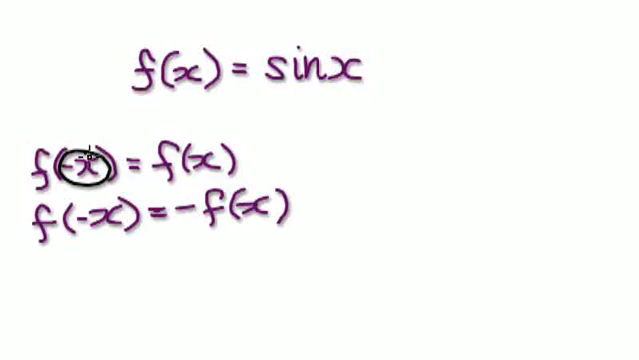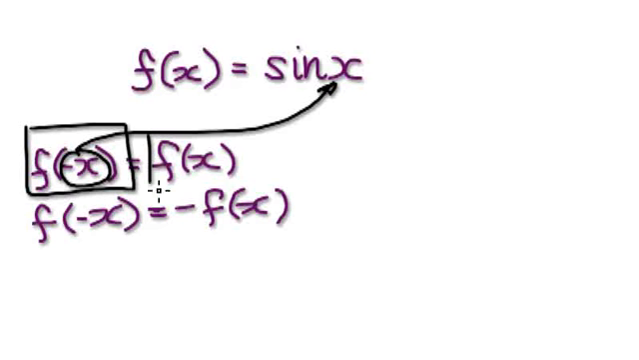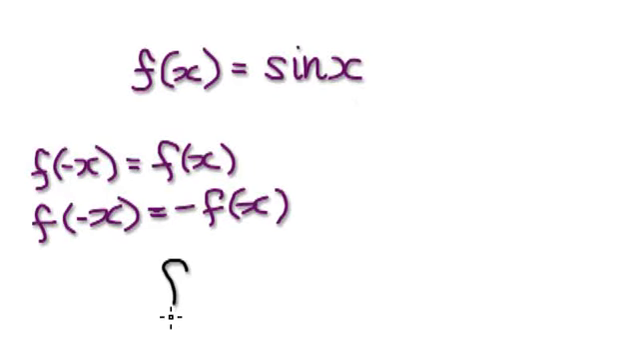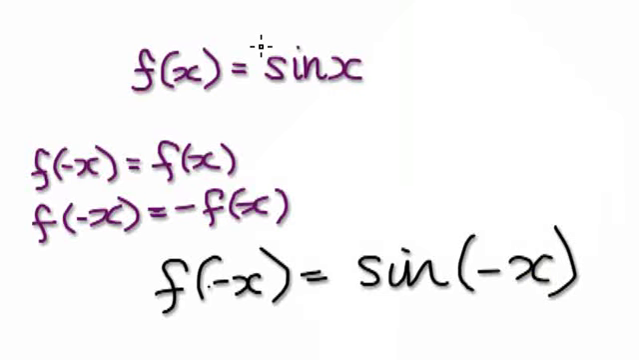Is to stuff this negative x here into this x here. But basically execute this transformation, put this -x into here, and then see if it equals the original function. So if you put this -x into here, when you apply this transformation, it will be this sine -x.